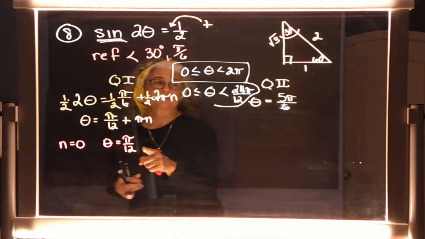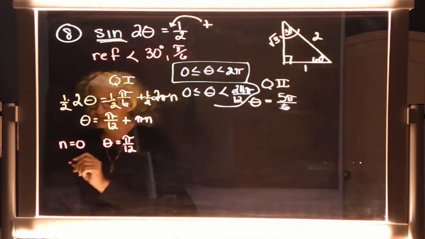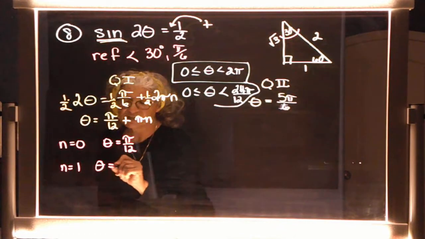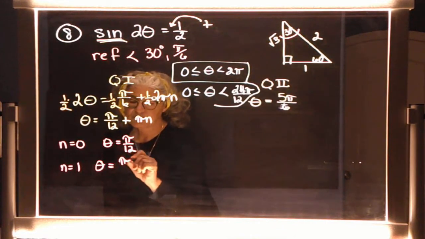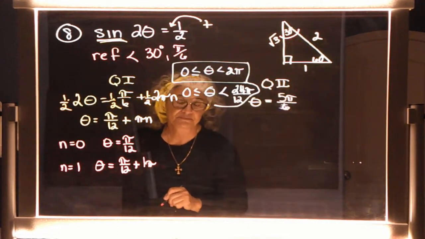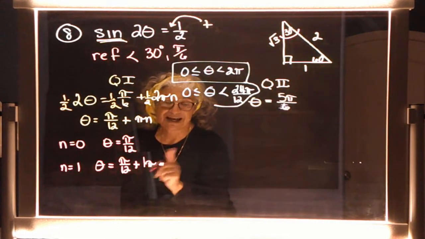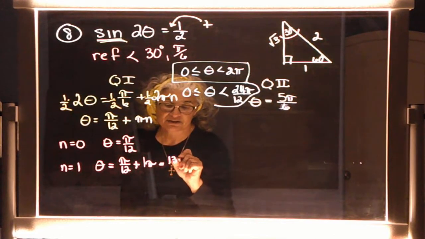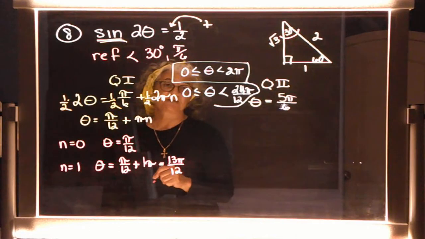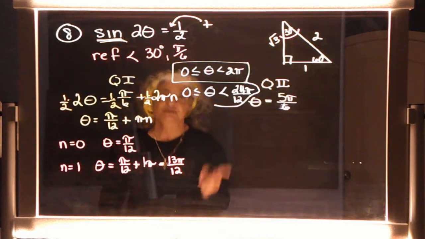This is not over 24 pi over 12, which means I'm going to go once around the circle. So theta would be equal to pi over 12 plus 1 pi, right? Okay. Add your fractions. I get 13 pi over 12. Is that still under 24 pi over 12? Yes, it is, which means I'm going to go again.